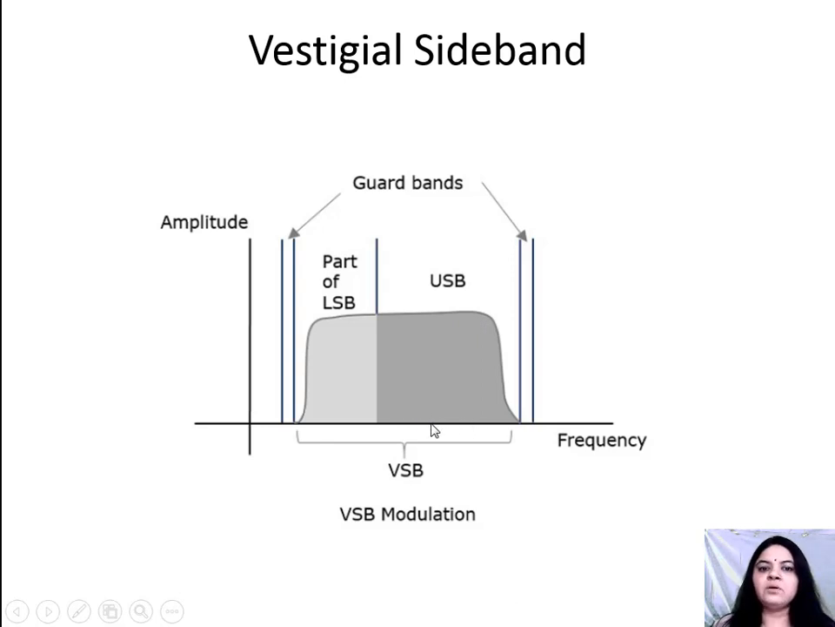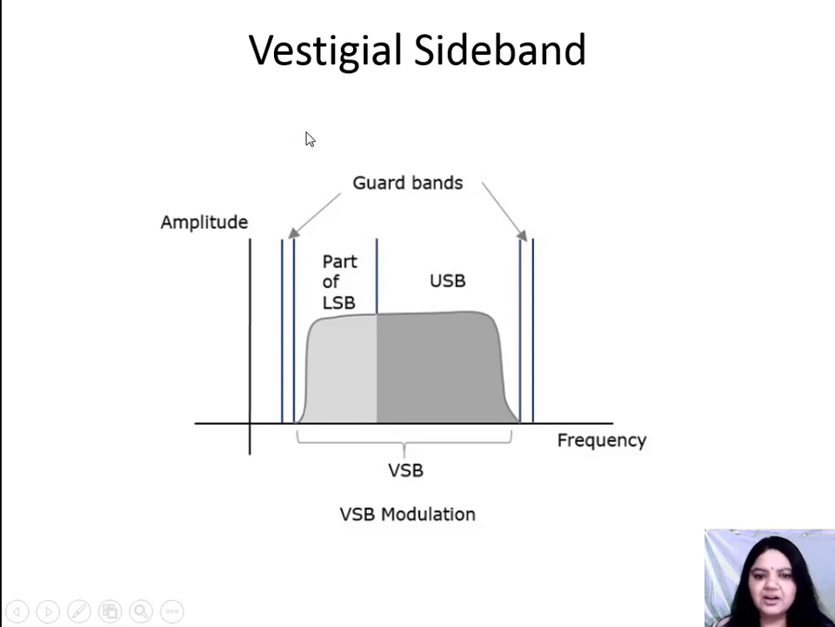Now, a part of the LSB is also considered while transmitting the signal, so that we use sharp filters providing the response, and the information at this position cannot be lost. To protect this part of the LSB, it is also transmitted during the transmission. Here we can see the other part of the LSB is wasted. That is why it is known as the vestigial sideband.